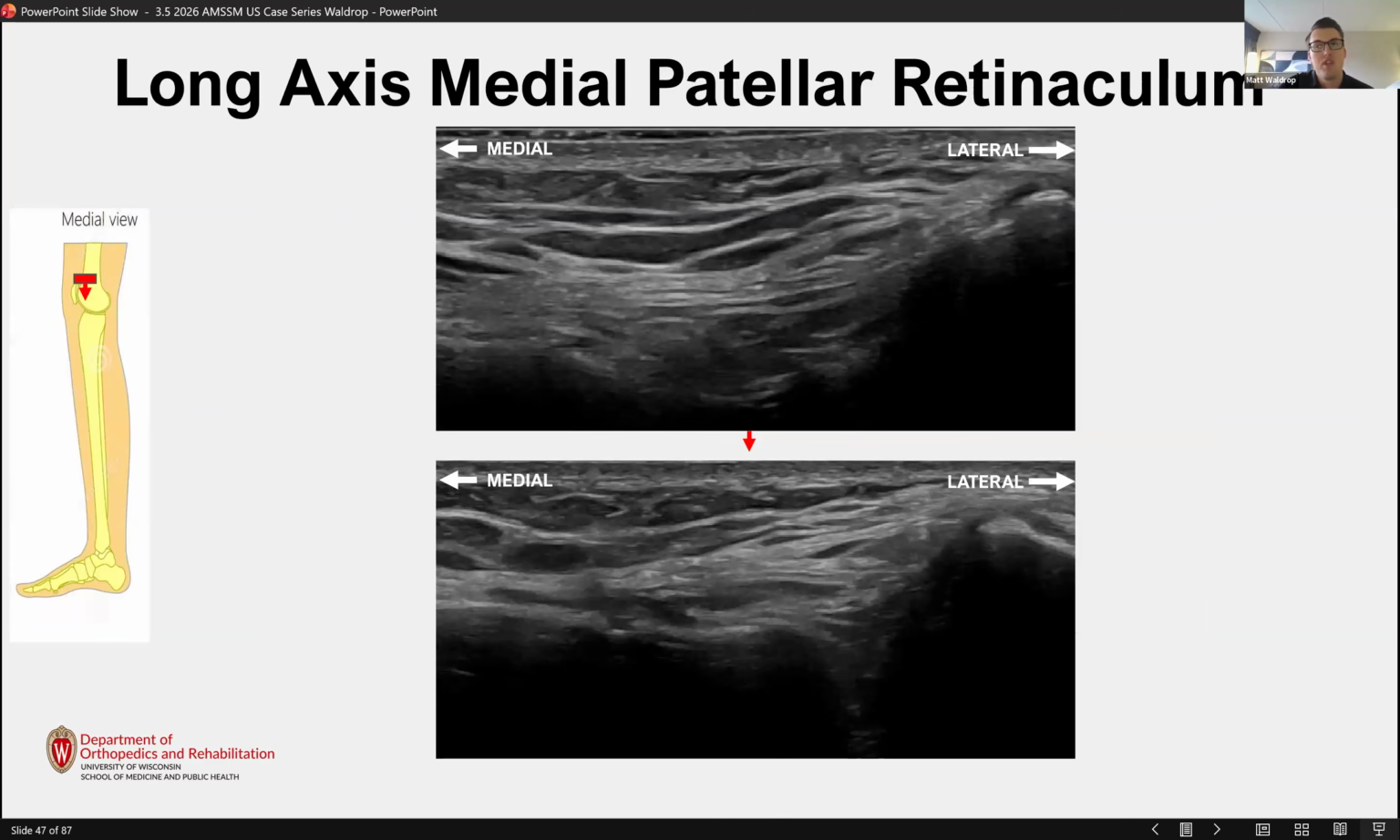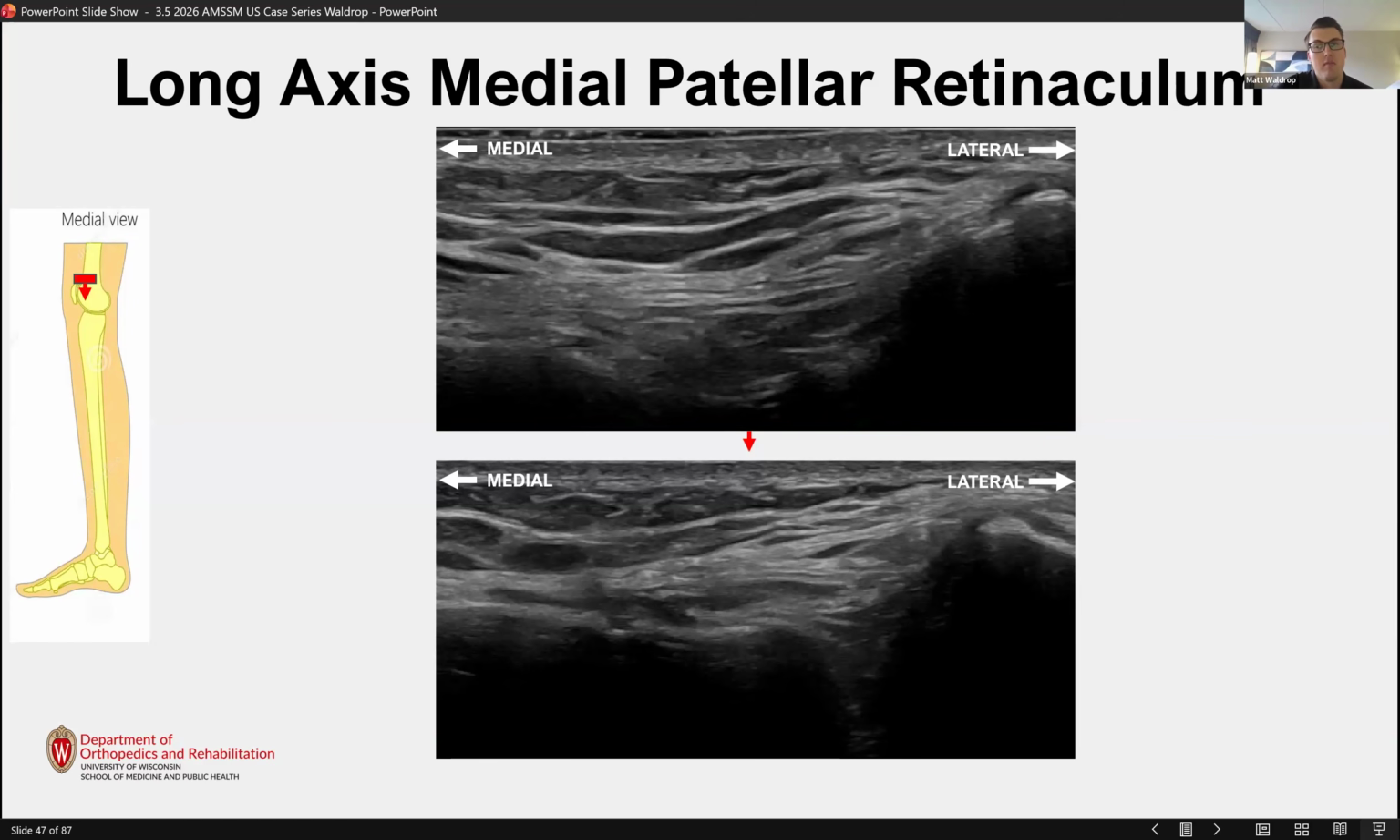Now, next we will move just medial to the patella to assess the medial patellar retinaculum, the medial patellofemoral ligament, and the medial patellofemoral joint. Starting with our focus on the medial patellar retinaculum in long axis, we move distally down the medial aspect of the patella with our transducer transverse to the length of the leg.